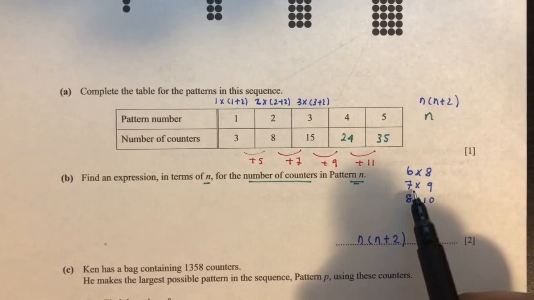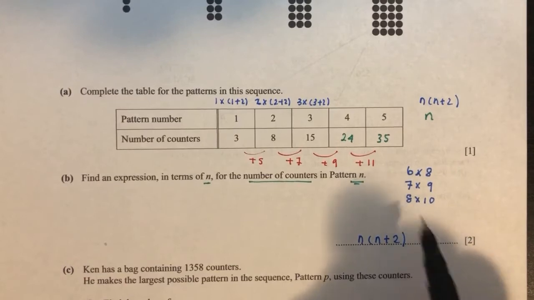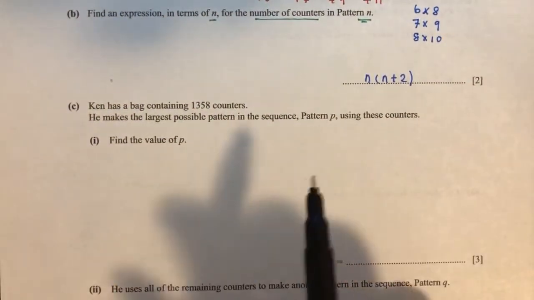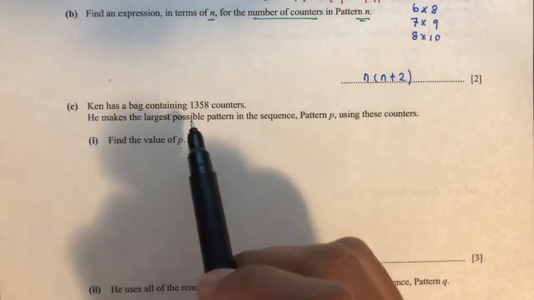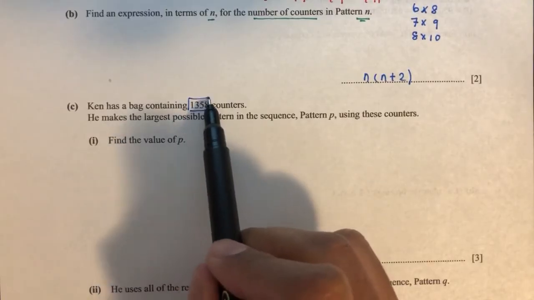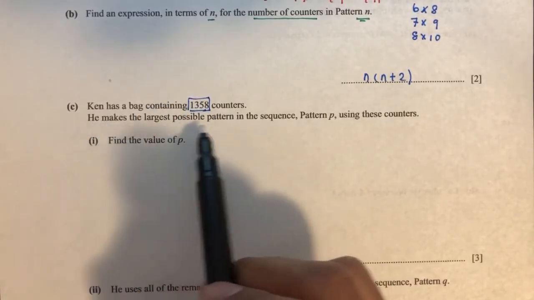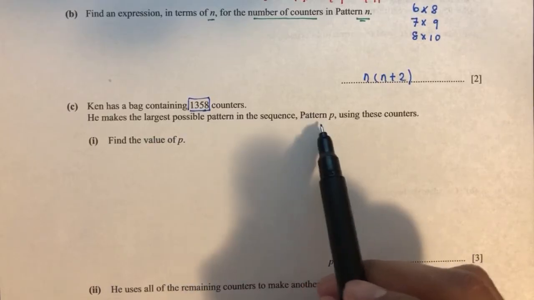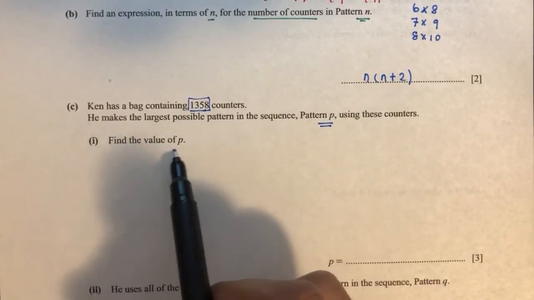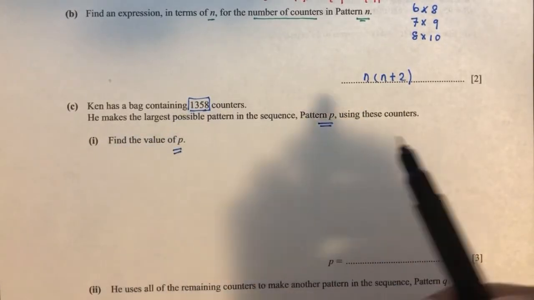As you can see, there's a difference of 2 between the two numbers. Moving on to part C. Ken has a bag of this many counters. He makes the largest possible pattern in the sequence, pattern P. Find the value of P. So this one you can only do by trial.